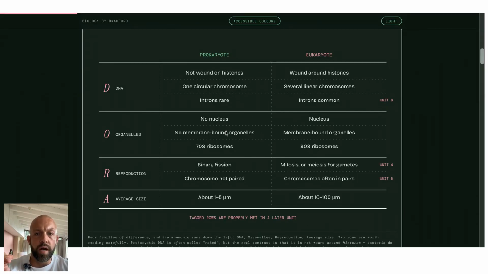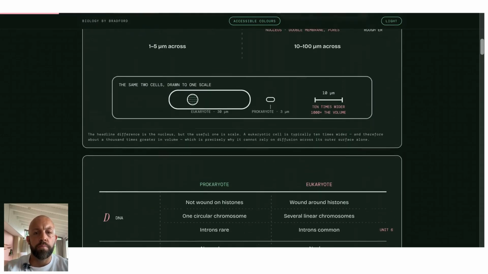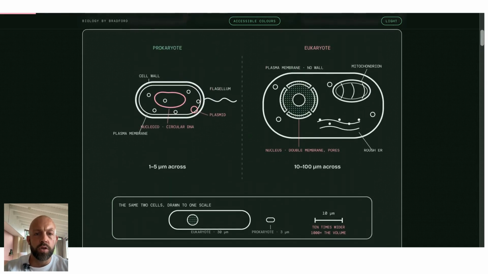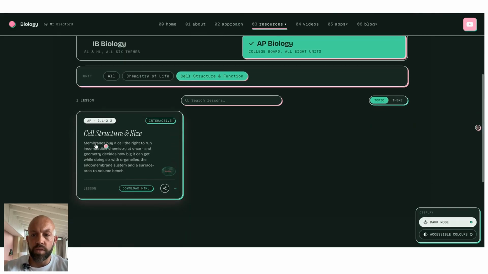Now, there are no organelles in a prokaryote. By definition, an organelle is something that's membrane bound. The advantage of that is you can operate with a unique pH, for instance. The little title that I gave this unit was Membranes Buy a Cell the Right to Run Incompatible Chemistry at Once. That means that you can have two different sacs, and when I say sac, I mean bound by a membrane, that have different pHs, different compositions.